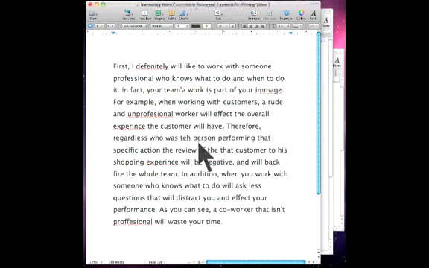And just to give you a concept, this essay was answering a question on what you think are the important characteristics of a coworker, someone you work with. And this body paragraph supports the idea of why you want someone who's professional, someone who's knowledgeable. So let's go ahead and read it together.